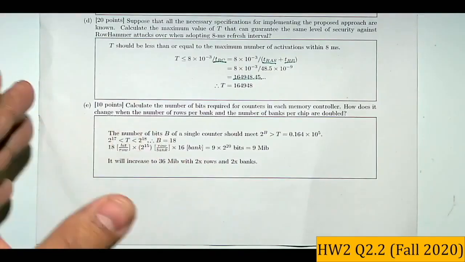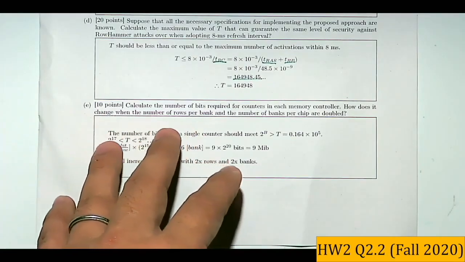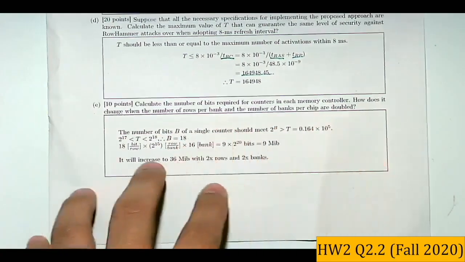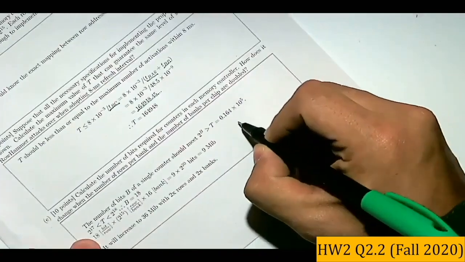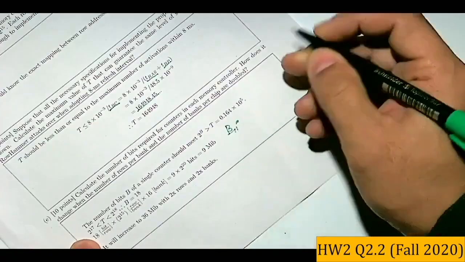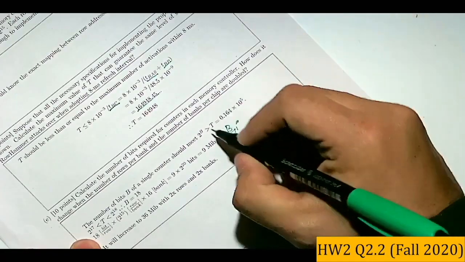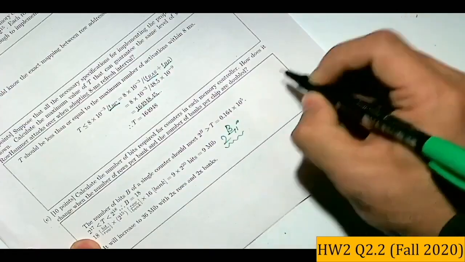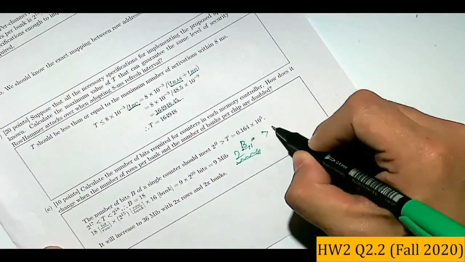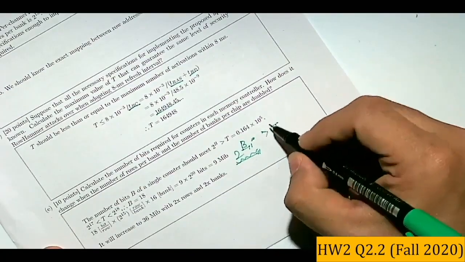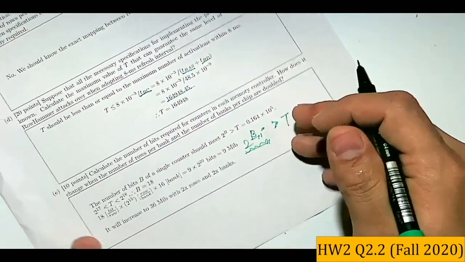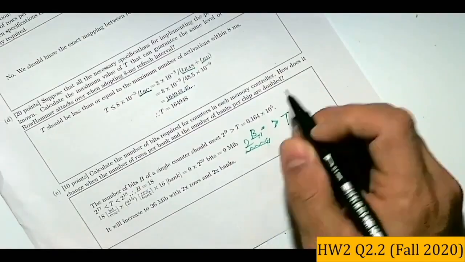And the next question is asking for the number of bits required for maintaining counters in each memory controller, and it's actually very easy. Let B be the number of bits. We can maintain 2^B pieces of information, so it should be larger than T, and definitely we need to calculate the maximum value.